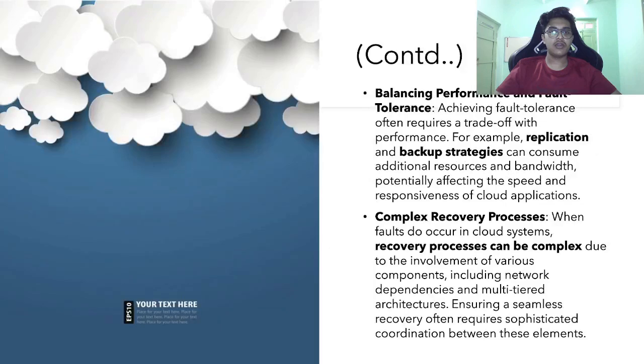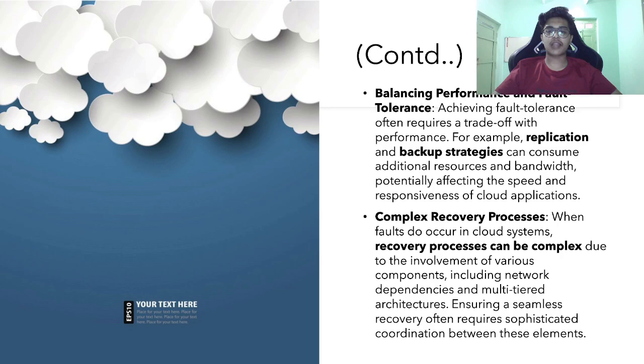So moving on, we have the continuation to the same, that is balancing the performance and fault tolerance. Achieving fault tolerance often requires a trade-off with performance. For example, replication and backup strategies can actually consume additional resources and bandwidth, potentially affecting the speed and the responsiveness of cloud applications.